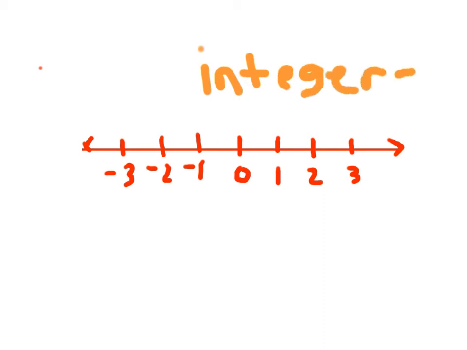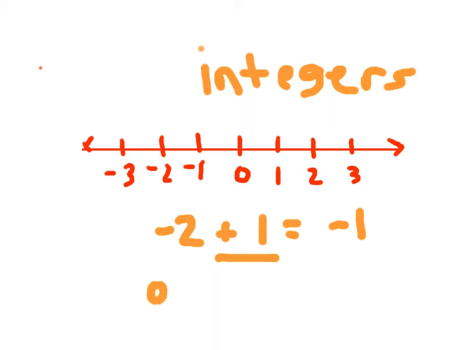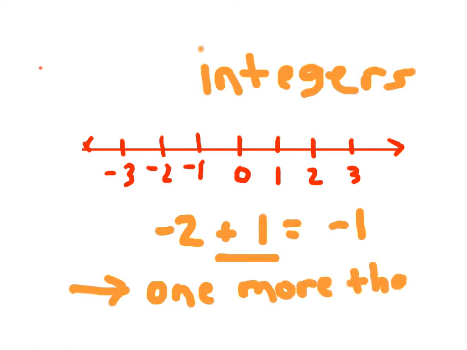Now, the type of problem that we're going to work with today is like this here, where we have -2, and we add 1 to -2, and the answer is going to be -1. In words, this would be +1. That would be 1 more than -2. And so this is the type of problem, 1 more than -2, that we will work with today. And a number line could help you solve this problem.